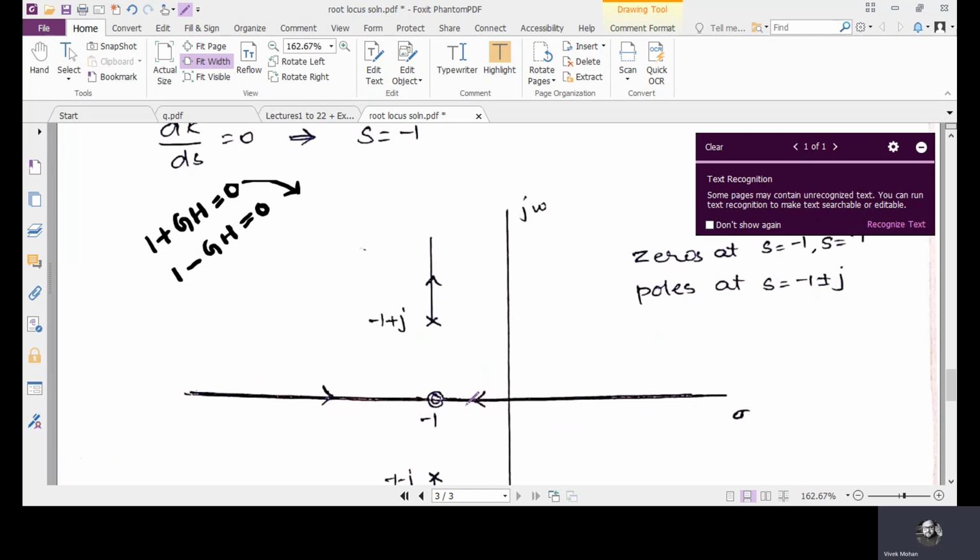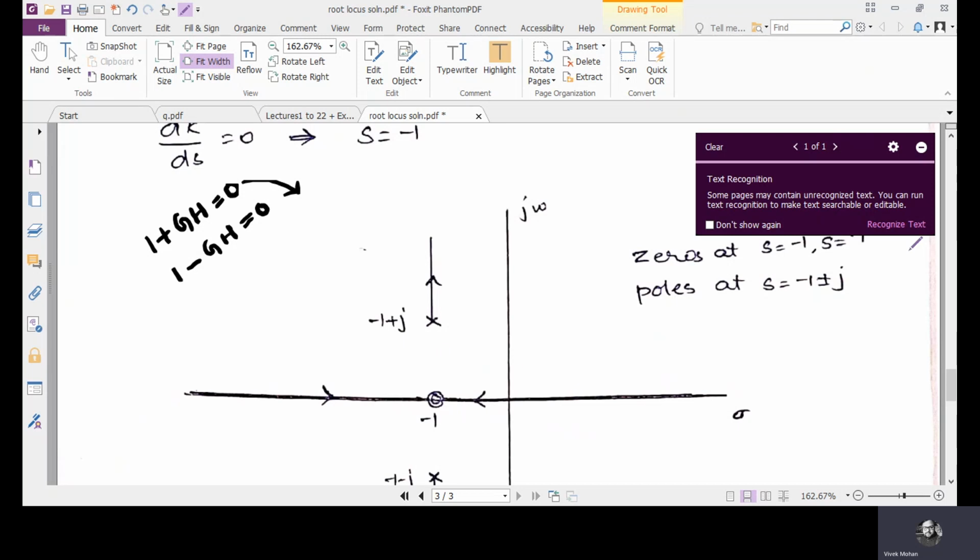Now to the right side, the number of poles and zeros is 0, but 0 is taken as even. So this is also a part of the root locus. Basically the whole real axis will come under the root locus. So now we got the parts of the real axis which are a part of the root locus plot.